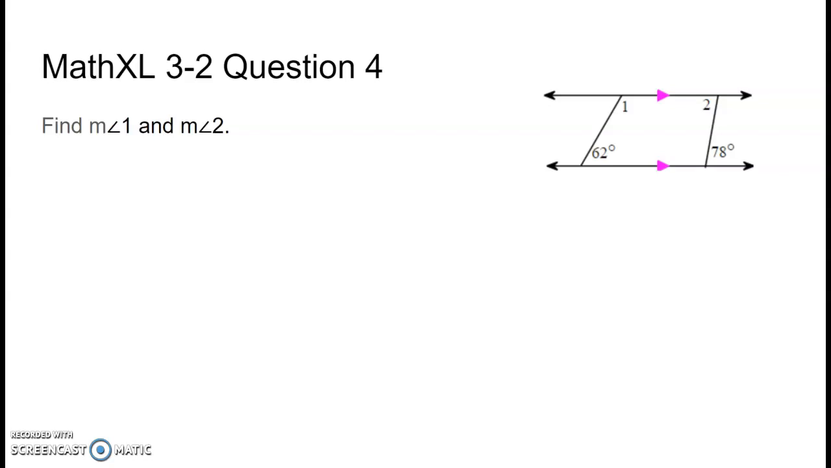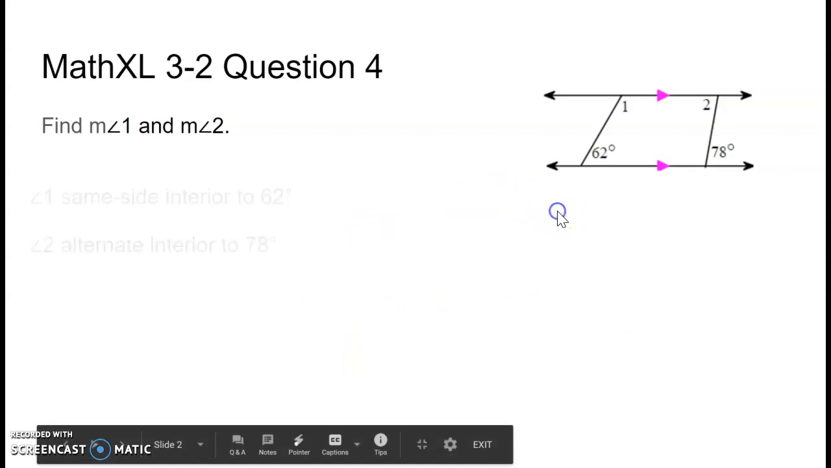This is question 3. Now angle 1 and angle 2 here are formed again by these two parallel lines. We have two transversals in this case. Okay. So you look at angle 1 and it shares a transversal with the angle that's marked as 62 degrees. And if you look at that, angle 1 and the 62 degree angle are on the same side of the transversal, and they're in between the two lines. So angle 1 is same side interior.